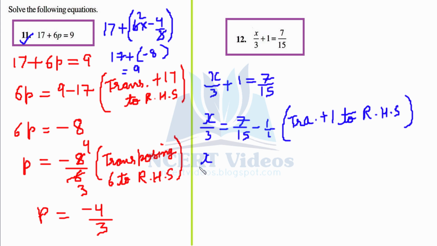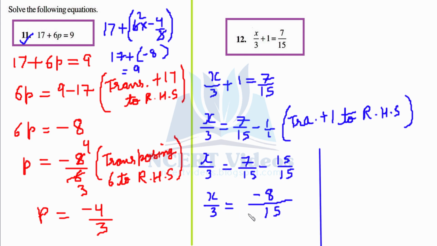So x over 3, another way of doing it is this, without taking any LCM. We could write 1 over 1 as 15 over 15. It is just the other way of doing it. So x over 3 equals to 7 minus 15 over 15. We are just taking LCM in broad way. So denominator are same. 7 minus 15 would give you minus 8.